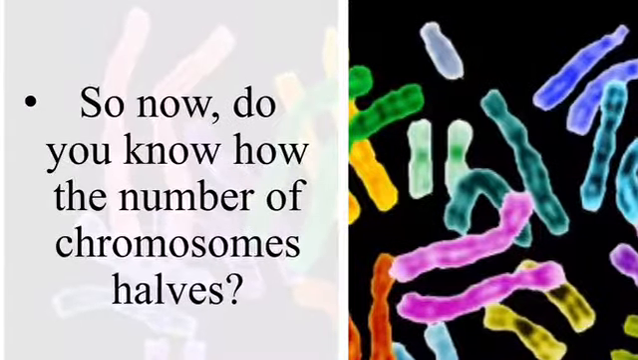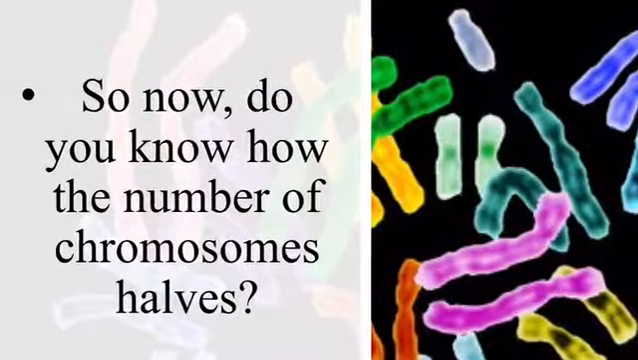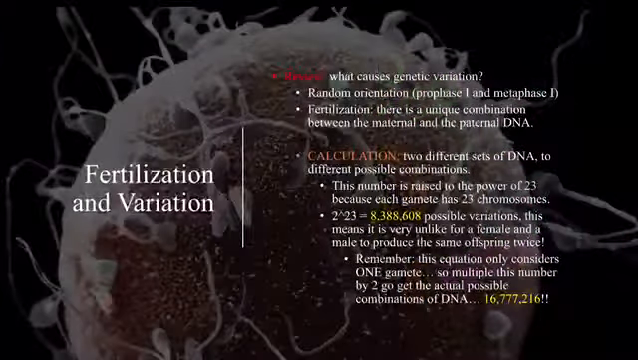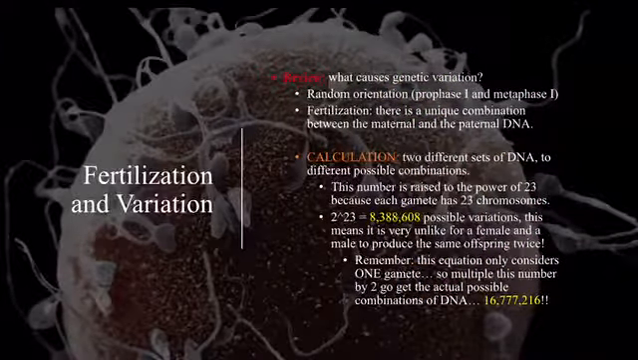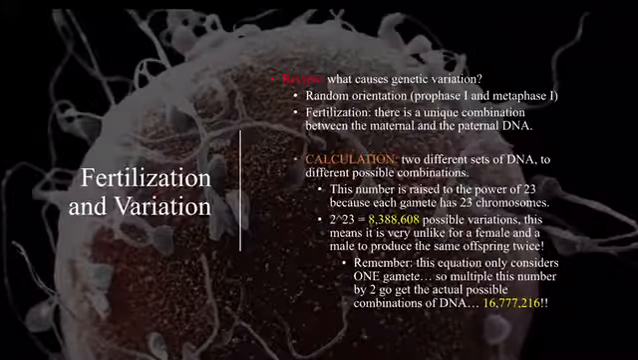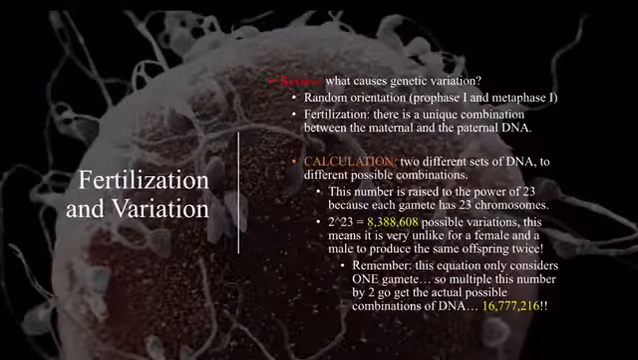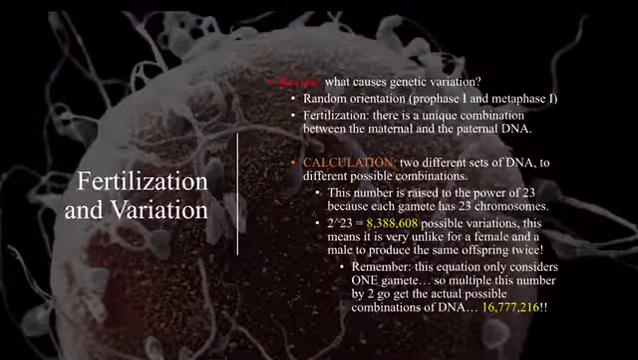So, going off to the second part of the presentation, where we talk about some abnormalities that can occur with meiosis, we have fertilization and variation. So, what causes genetic variation? Remember, random orientation and fertilization. Fertilization we haven't talked about yet, but it's when there's a unique combination between the maternal and paternal DNA.